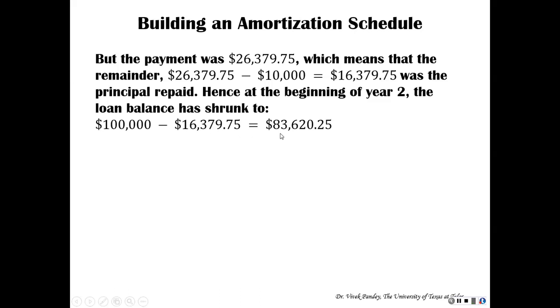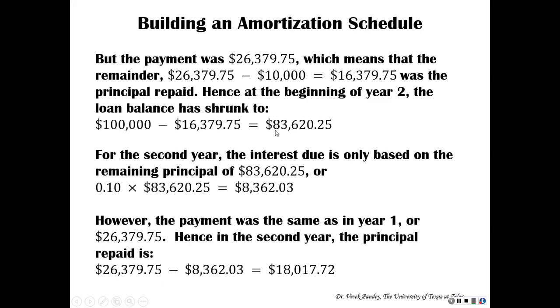So subtract that and you get 83,620.25, and that is what we owe after 1 year. So at the second year, the interest will not be calculated on the original 100,000, but only on this reduced principal value of 83,620, right? It is still 10%, so 10% of 83,620 is 8,362.03. Of course, we're rounding numbers at this point, but 8,362.03.